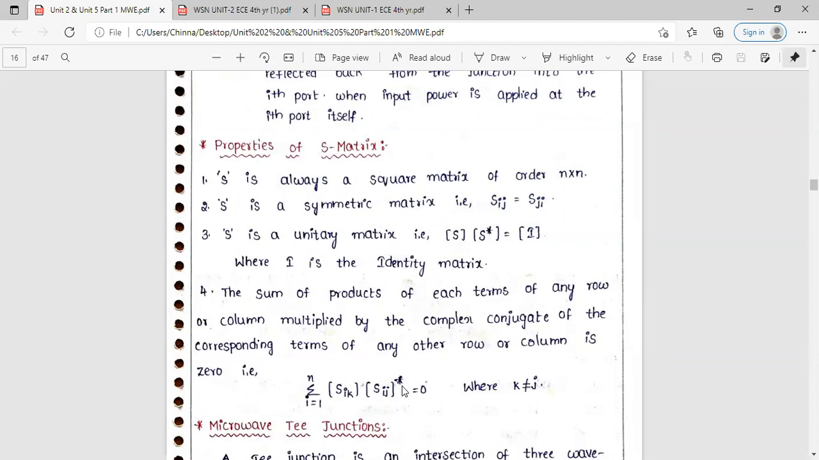So here, the sum over i equal to 1 to n of Sik into Sij conjugate is equal to 0, where k is not equal to j. Only in that condition will it be 0. If they are equal, then it will lead to the identity matrix. So you should differentiate between the third property and the fourth property. Okay, these are the properties of the S matrix.